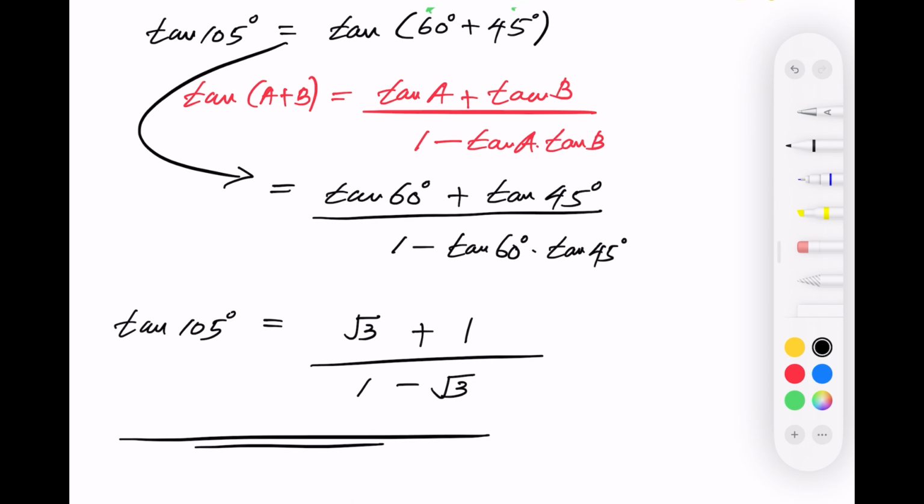You may use your calculator and simplify this value. Please make sure to use parentheses if you're going to calculate everything in one shot. And see if it's the same value that your calculator provides if you calculate tangent 105 degrees.